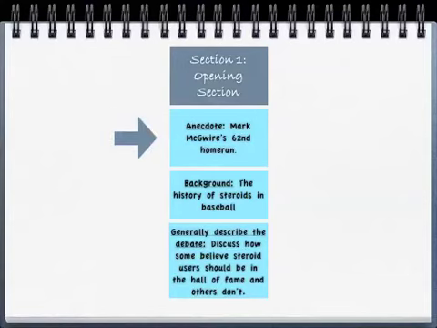Now, as you know, my topic is talking about whether or not players that are connected to steroids should be allowed in the Hall of Fame. So I decided to open up with an anecdote that talks about Mark McGwire's 62nd home run. So, without further ado, let me jump right into this and show you what I did for my opening anecdote.